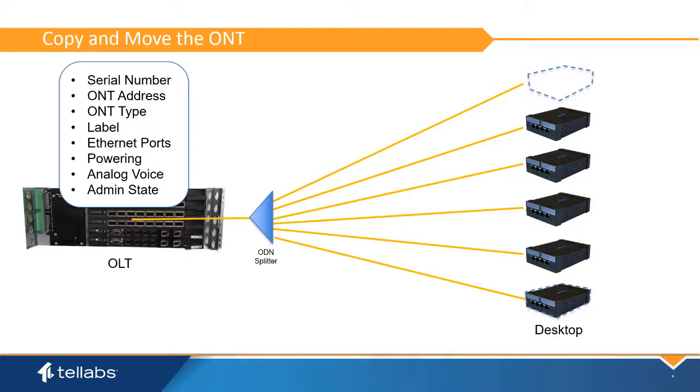It should be noted that provisioning data for an ONT can also be copied and moved within the Optical LAN network. This is done by copying the data for the ONT and then changing the address associated with it.